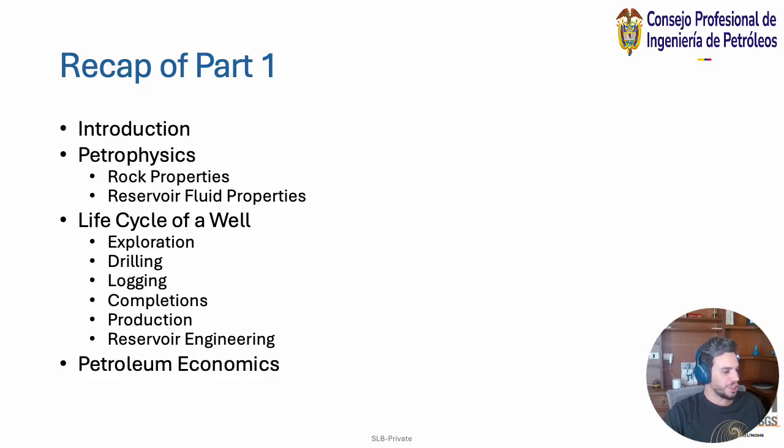And then we talked about completions and how a completion engineer is utilized throughout the life cycle of a well after certain steps have taken place. And then we explained production engineering and reservoir engineering, which have more of a holistic, collective insight or application in the sense that it's not just one well that they're looking at, they're looking at the entire field or the entire project as a whole and trying to maximize production through there.